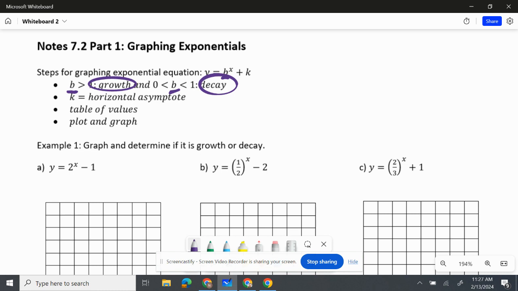Next thing that we're going to do is find the horizontal asymptote. How we're going to write it is y is equal to whatever our k value is. Our constant value always tells us what our y-intercept is. We're going to write our table of values, and the numbers that we're going to use are -1, 0, and 1. Then what we're going to do is plot it in a graph.